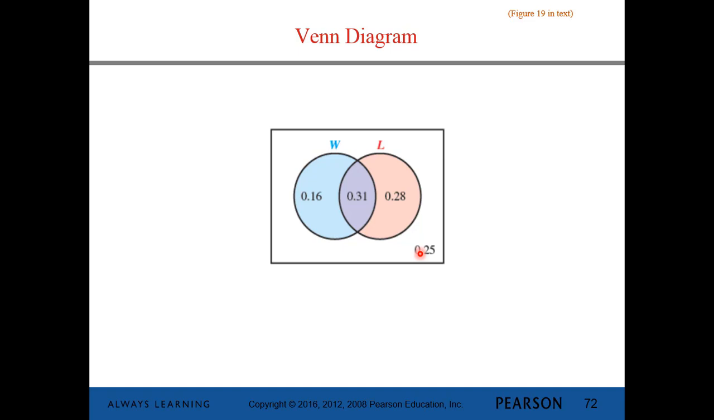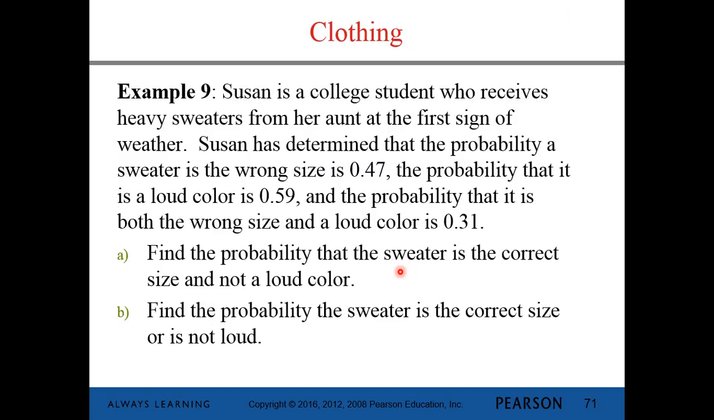Okay, the probability that a randomly selected sweater that was sent to her is both the correct size and not a loud color, that's going to be 1/4 of the time, 0.25. Okay. Now, what about the second one?